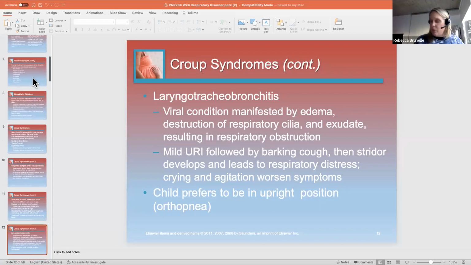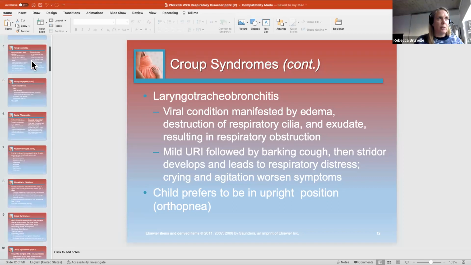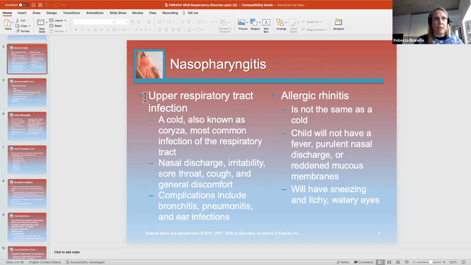I'm going to go back up to the first slide that we missed, so that, thank you for mentioning it to me. Here's this first slide here. And this is the word that I was talking about. The common cold is called coryza. And this is the slide that goes over the basic distinction between the upper respiratory tract infection versus the allergic rhinitis. I'll give you guys a second.